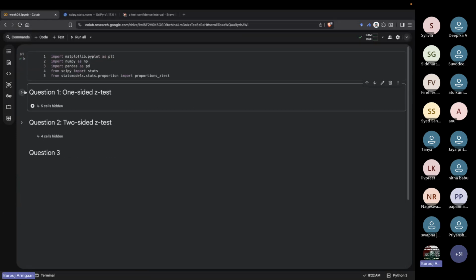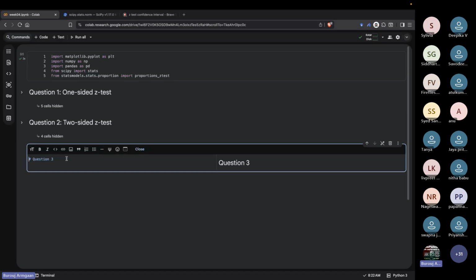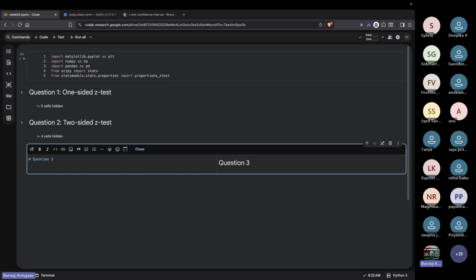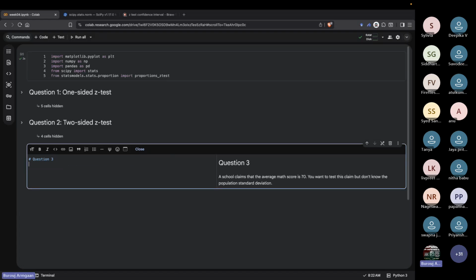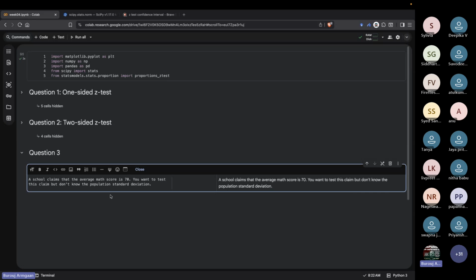Up to now, in both of our questions, we knew the original population's variance. Suppose you have a population where you don't know the variance and you just have a sample. In that case, you cannot compute a z-test. You have to go for a t-test. So you have a scenario where a school claims that the average math score is 70 for its students. You want to test whether this claim is true or false, but you don't know the population standard deviation. So therefore, the z-test is out. You have to compute the t-test.